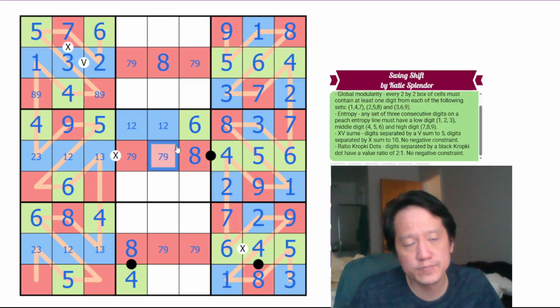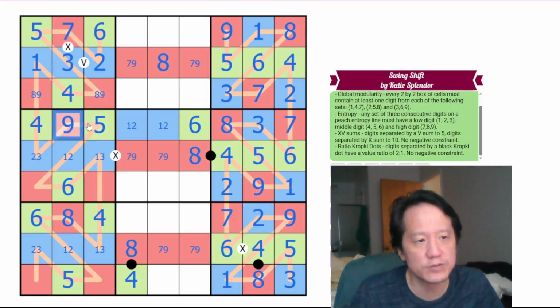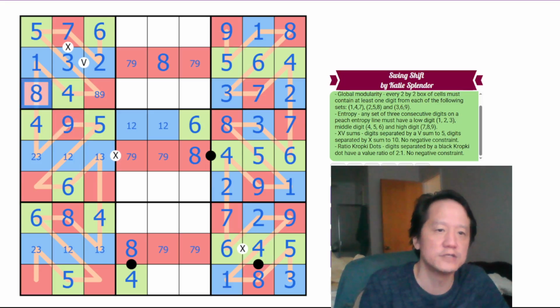Okay. This is 1 modulo 3, 2 modulo 3, 0 modulo 3. 1 modulo 3, 1 modulo 3, 0 modulo 3. So we need a 2 modulo 3. So this is 8. This is 9.